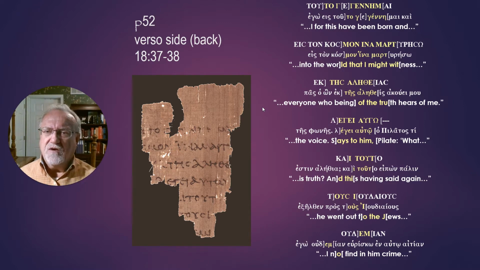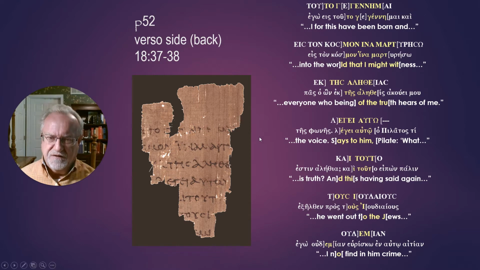What you see here is what is called P52. This is a fragment of the Gospel of John, and it is the earliest fragment that we have of the Gospel of John. In fact, it is very likely the earliest fragment we have of any part of the New Testament. Probably dates to about AD 125, something like that. And so what I've done here is just to kind of give you a feel for some of these early fragments that we have of the Gospels.